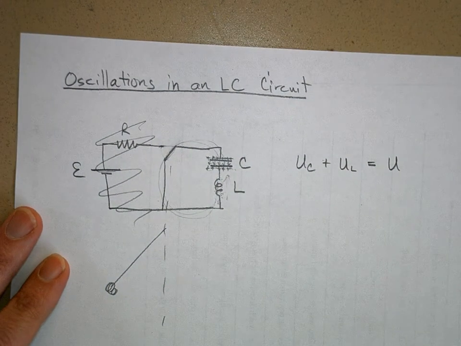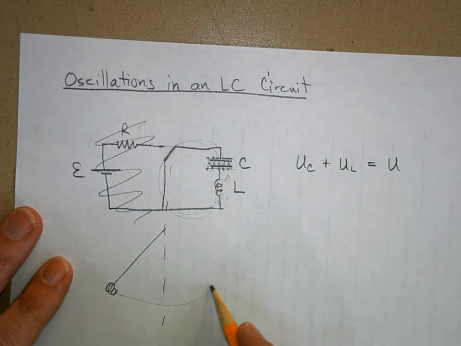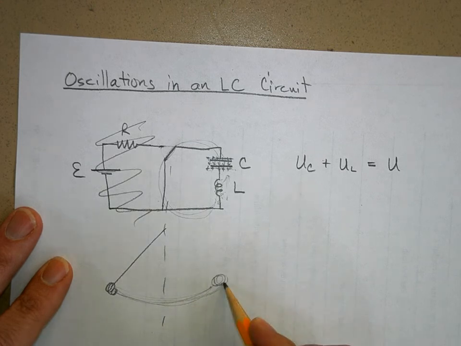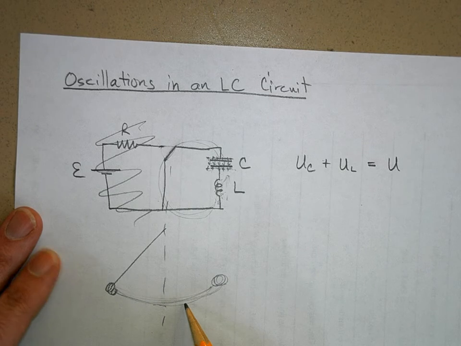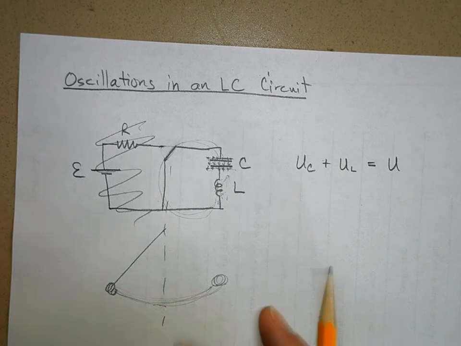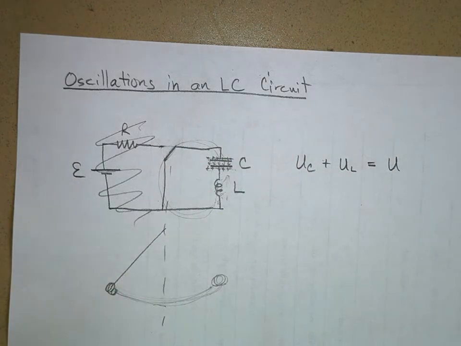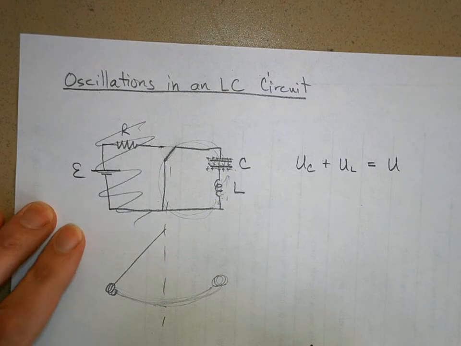Yeah. When I have a pendulum, I have energy oscillating between being stored in the gravity field and being stored in the kinetic energy of the moving pendulum. So the energy just oscillates back and forth. That's what's going to happen here. And what we're going to see is that this oscillation is going to be simple harmonic motion in terms of charge. So let's do this quick.